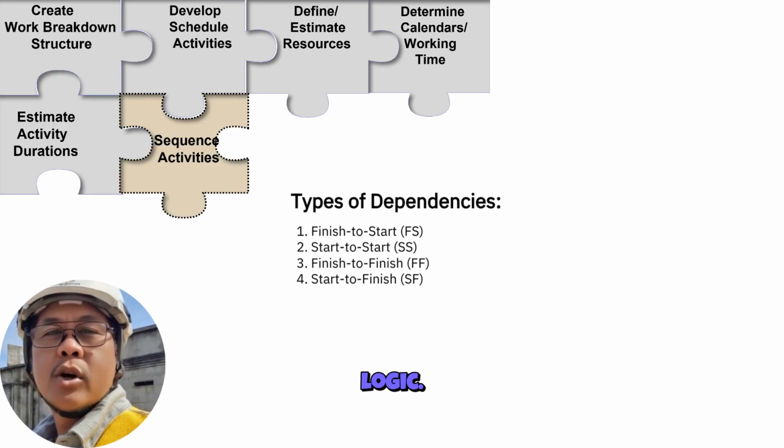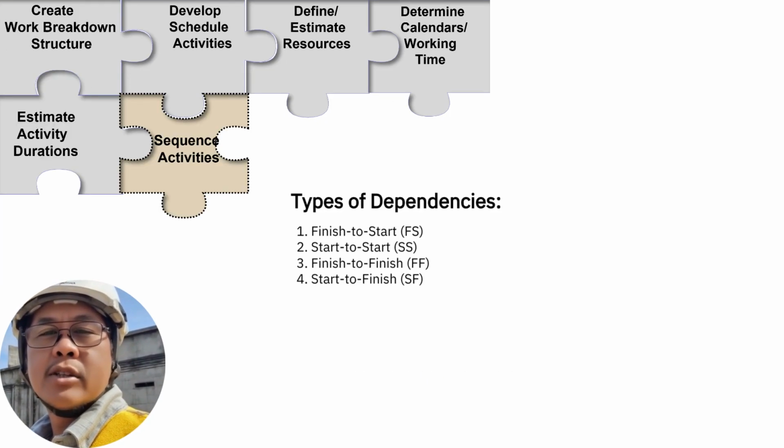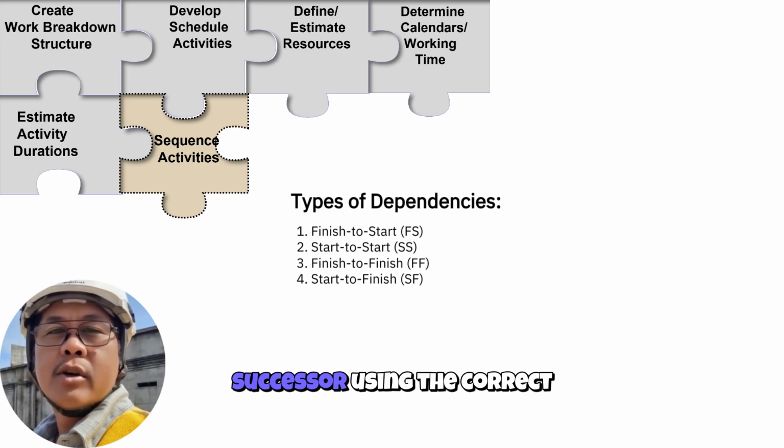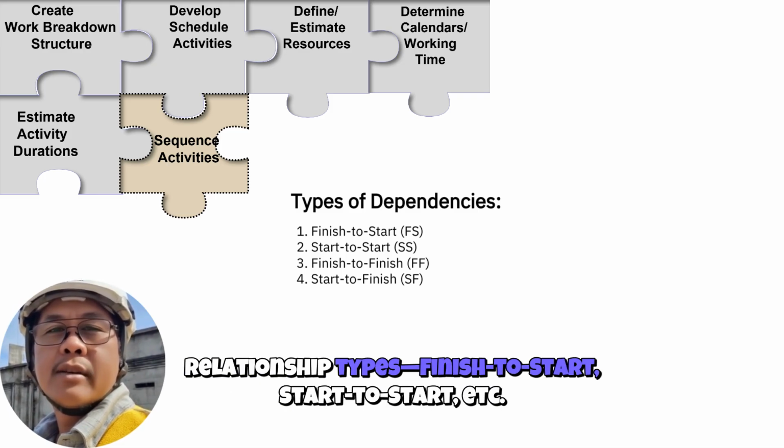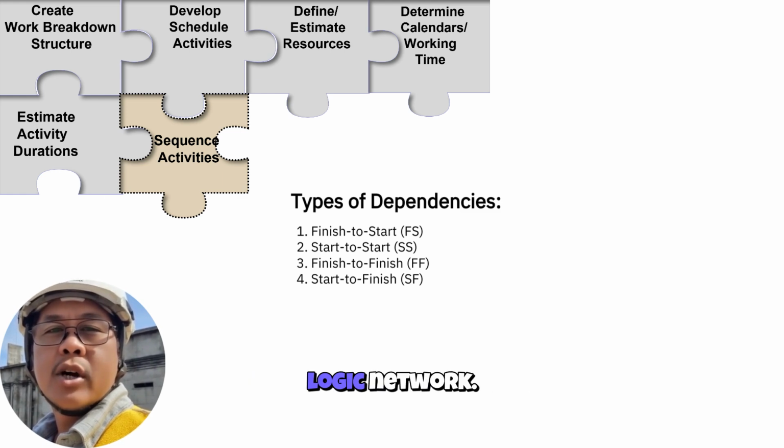Now, we define the logic. We link each activity to its predecessor and successor using the correct relationship types, finish to start, etc. This builds the project's logic network.